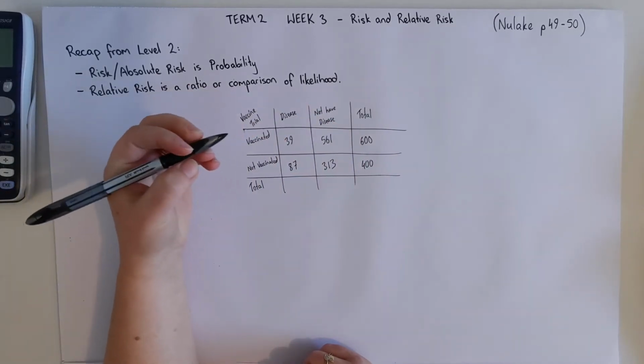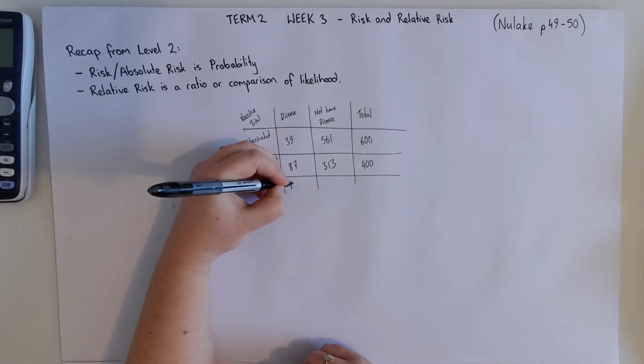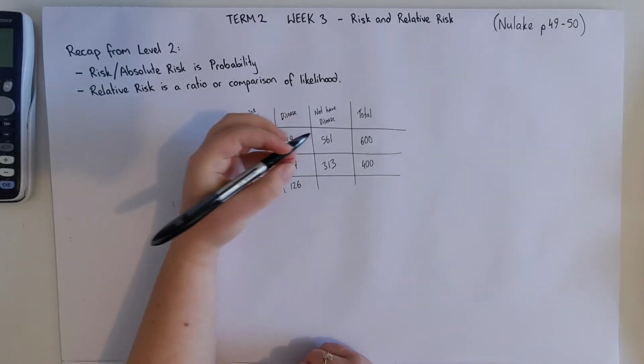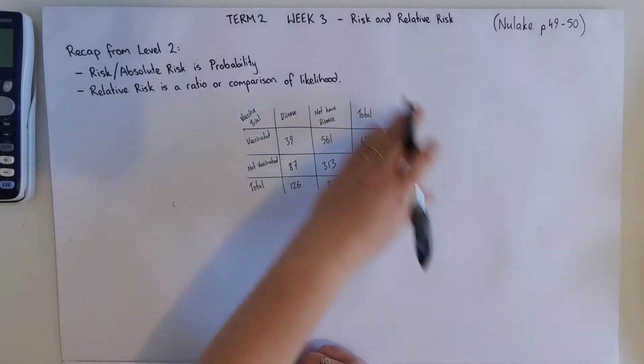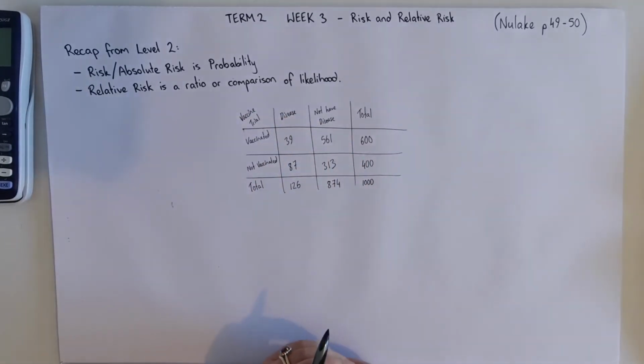That would give us totals of 600 received the vaccination, 400 did not. The total number of people with the disease would be 126, and the total of not having the disease would be 874. This gives us our overall total of 1,000 people in our survey or sample. All right, I'm sure there would be a much bigger question there. You would be given lots more information to fill this out, but we're just starting from this point.